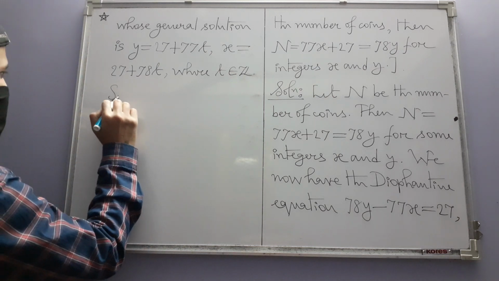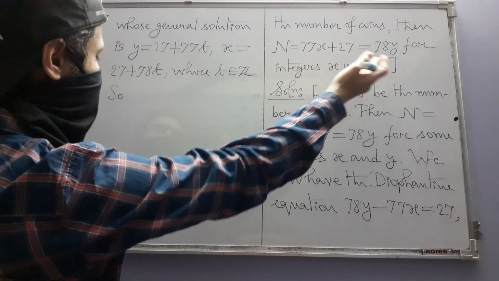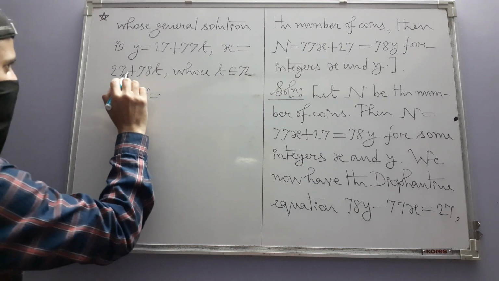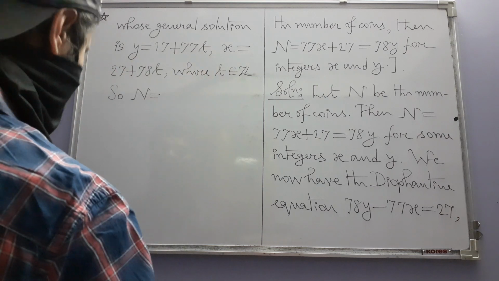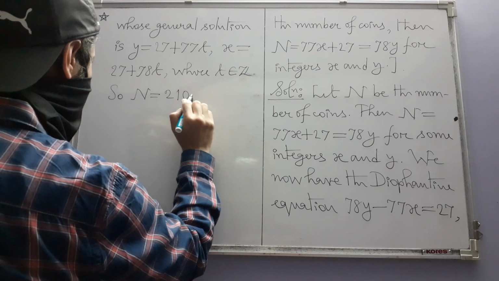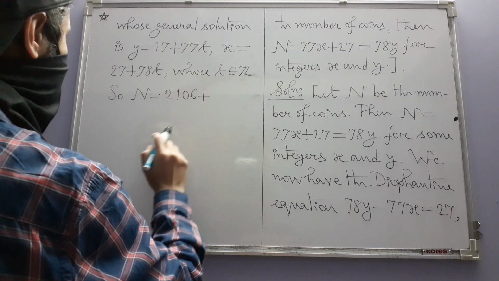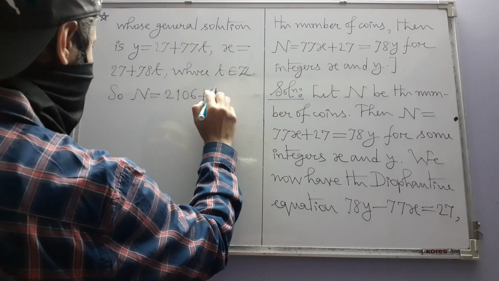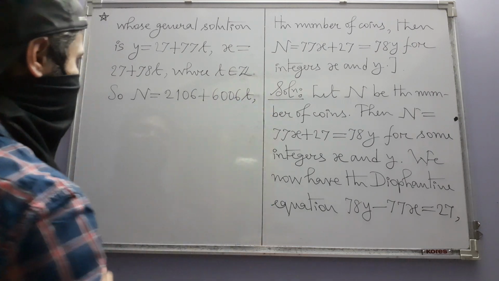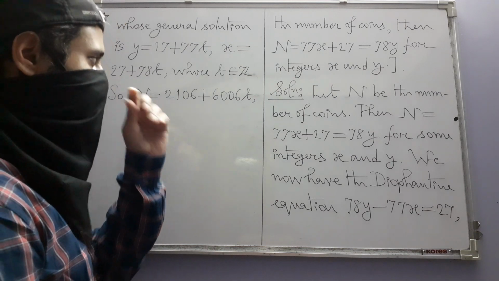So we know what n would be. N is 78 times y. So if you use this expression for y, you then get this. That is 78 times 27 is this, and 78 times 77 is 6006, and along with that you have t. But now you know what type of t you need.